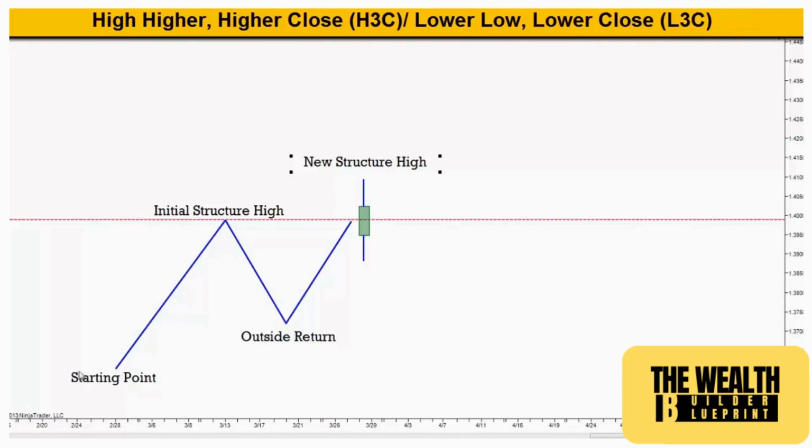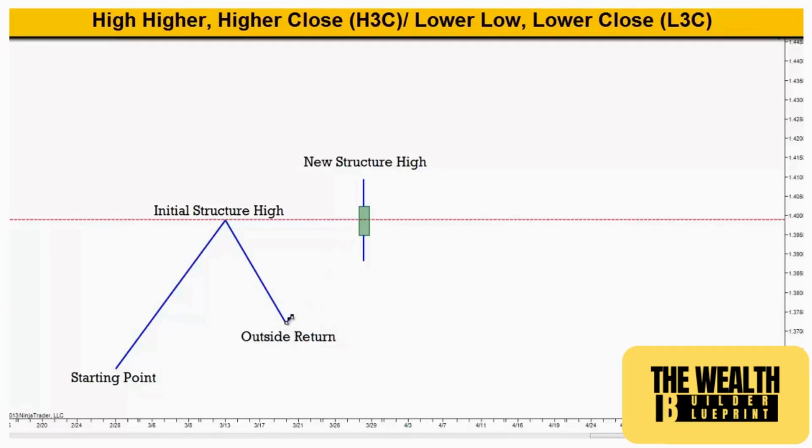So again, we have our starting point. We have our initial move up, creating our initial structure high. We then have our outside return. And remember, this outside return must complete higher than the starting point to be valid. So again, the candle must close above the starting point.